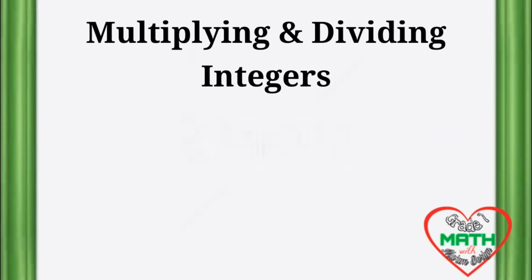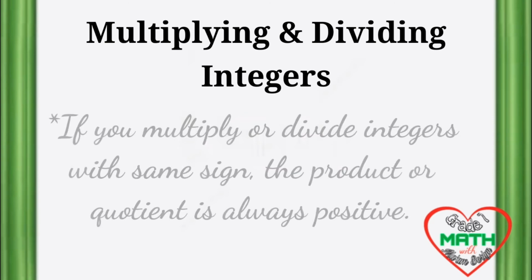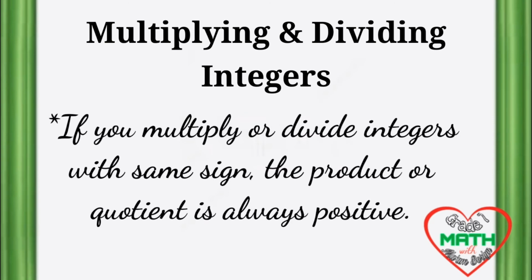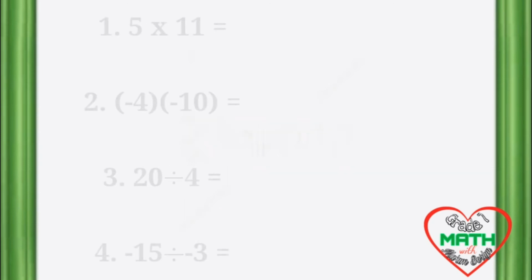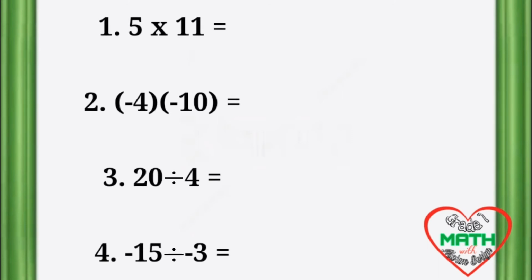Multiplying and dividing integers. To multiply and divide integers with same sign, the product or quotient is always positive. Examples. Number 1, 5 times 11. 5 and 11 have the same sign. They are both positive. Therefore, their product should also be positive. 5 times 11 is equal to positive 55.